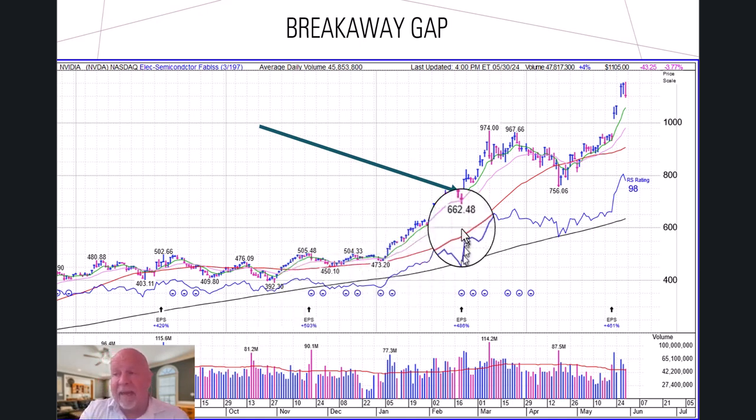But there's that glaring one on the chart that's at like $720 or $730, somewhere there, where the arrow is, that I'll show you wants to get filled. But that's a breakaway gap where the stock breaks away and doesn't come back and fill the gap. It just kind of keeps going up under its own momentum.